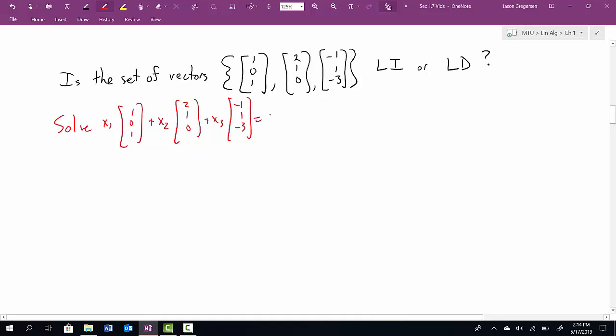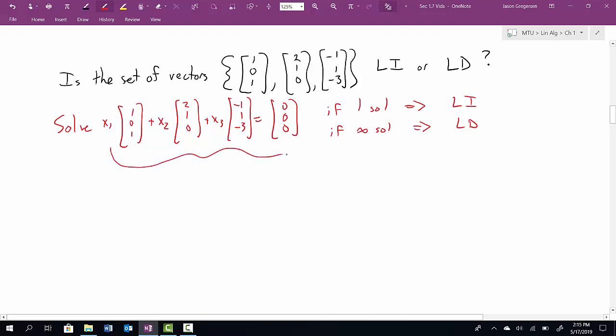And I actually don't have to go through the full solution process because really what I'm trying to do is figure out how many solutions. If there is only one solution, the trivial solution, this would imply that the set is linearly independent. If there are infinitely many solutions, this would imply that the set is linearly dependent. So how do I solve this vector equation? Well, I would set up the augmented matrix. So I'd write the augmented matrix and do my row reduction.